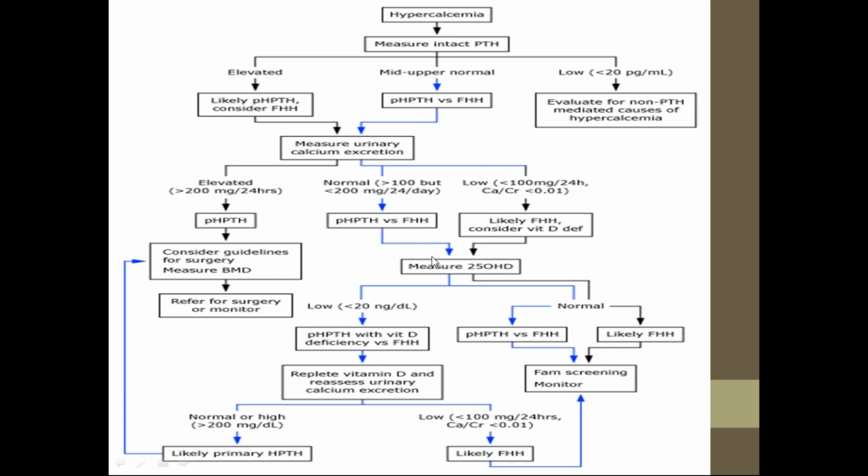To rule this out, we have to measure 25-hydroxy vitamin D levels. If the vitamin D levels are low, it is primary hyperparathyroidism with vitamin D deficiency. Replete the vitamin D and reassess the urinary calcium excretion. If it is normal or high, it is likely primary hyperparathyroidism. If the urinary calcium level is low, that is likely familial hyperparathyroidism.